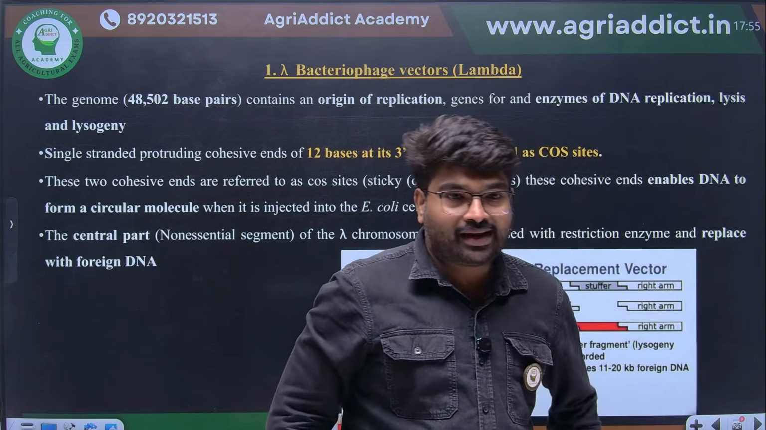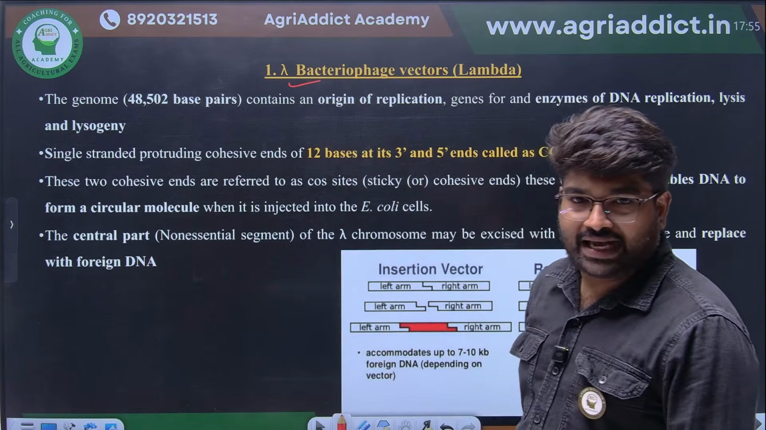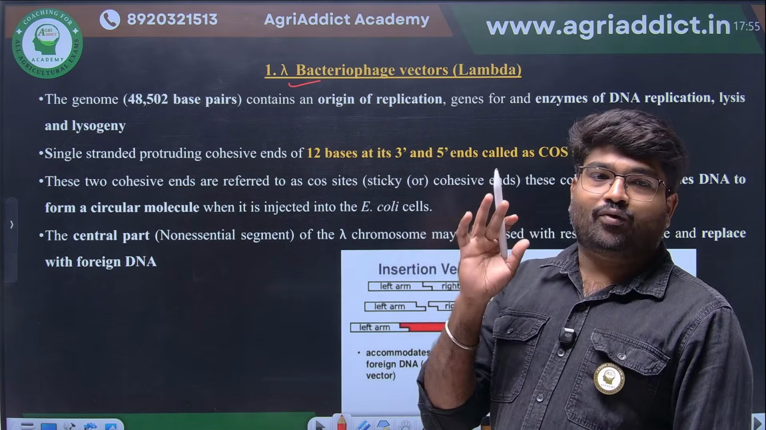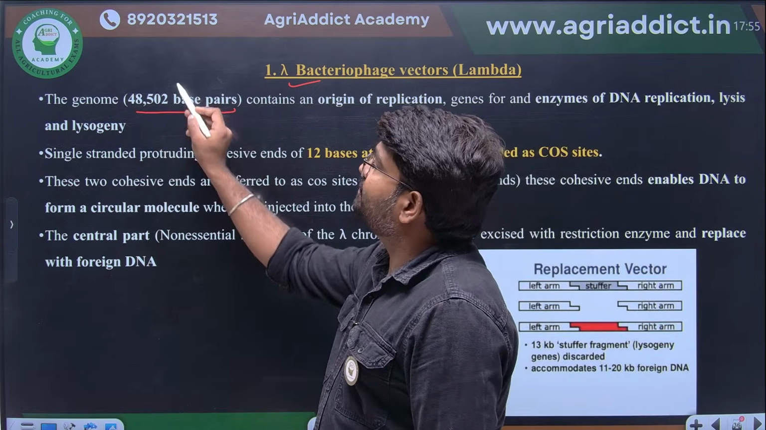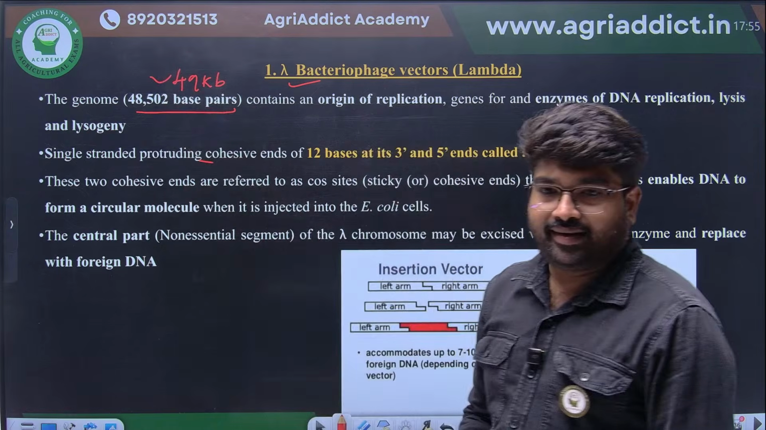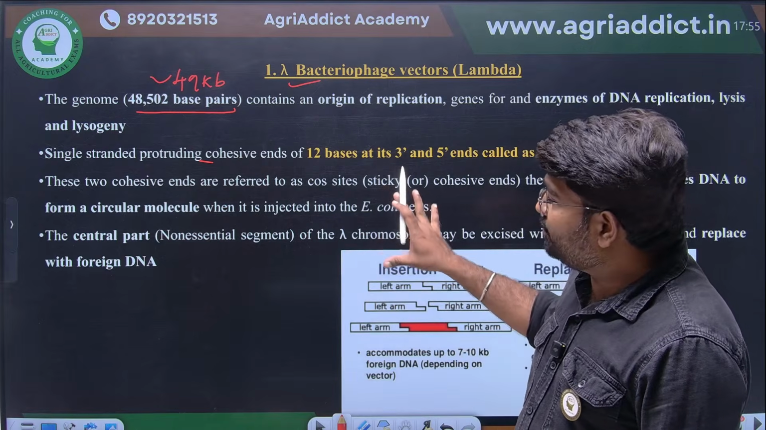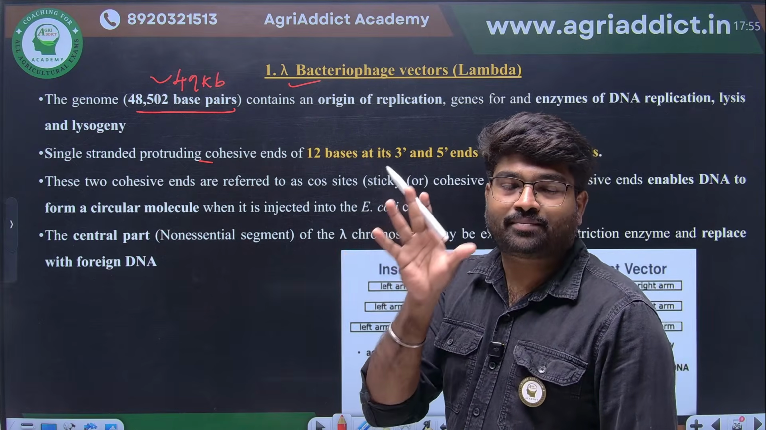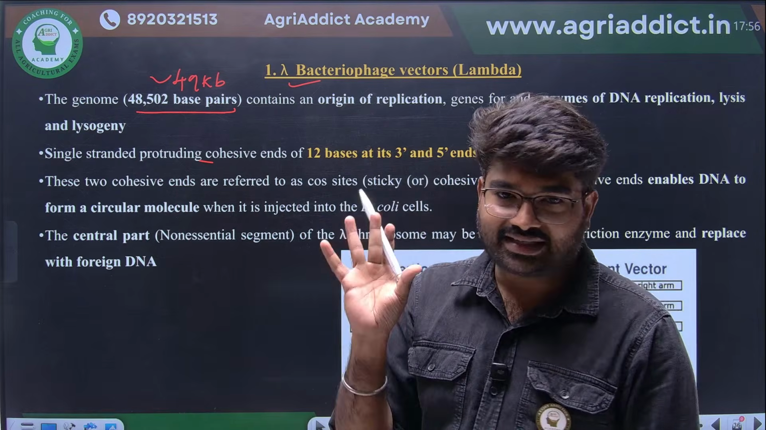Another important thing. We can use lambda phage vectors also. The most important thing they will ask about lambda phage is the size. The lambda phage genome is approximately 49 kb. And regarding the cloning size, how much segment of DNA can we clone in a lambda phage vector? This they will ask.